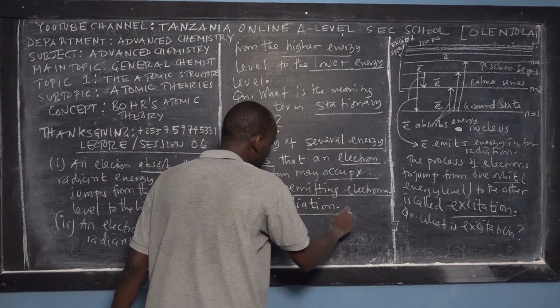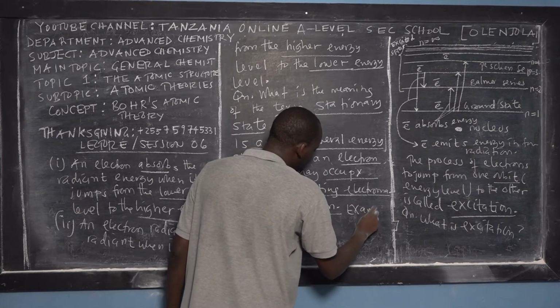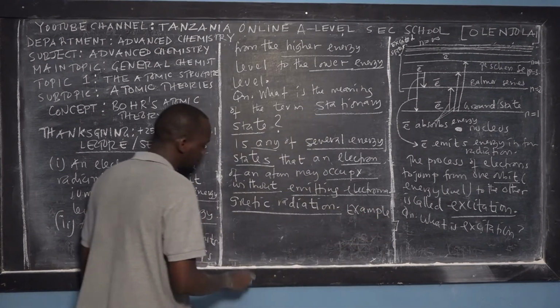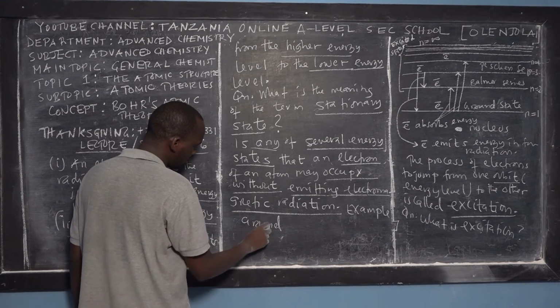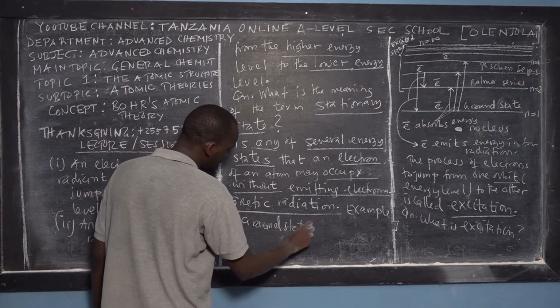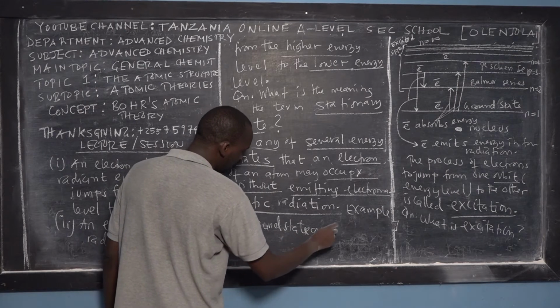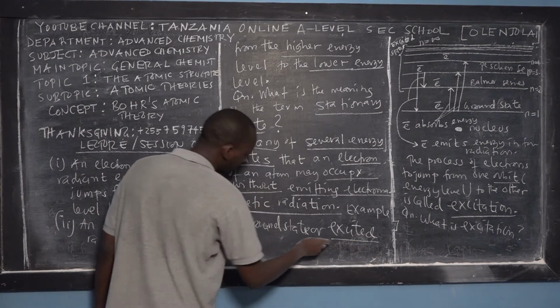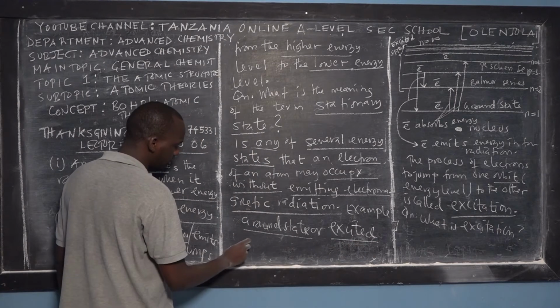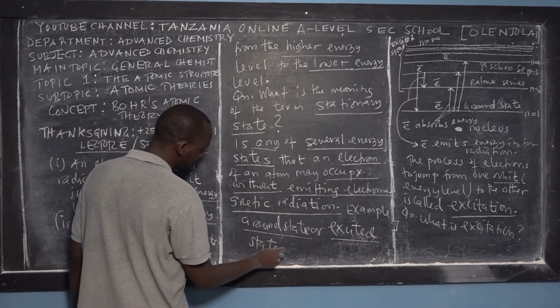So it means that the example of this stationary state can be ground state or excited state. Be it ground state or excited state.